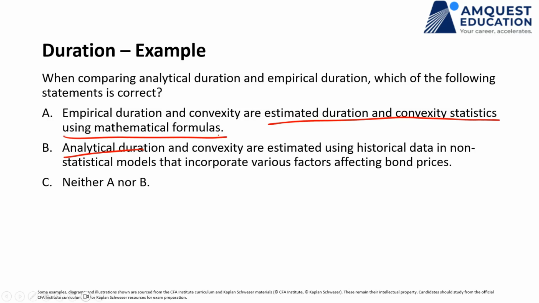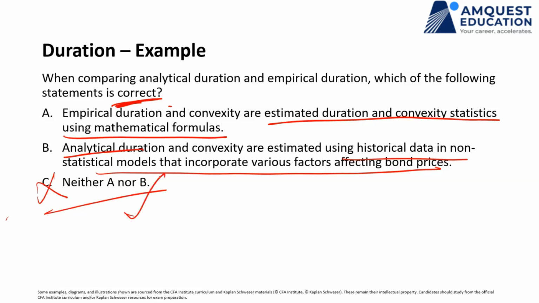So whatever we are doing is analytical, right? The formulas applying V minus, V plus, all of that is analytical. While empirical is estimated using historical data in non-statistical models, right? So empirical is about observing historical relationships. It's not calculating anything. So in this case, because it is asking which of them is correct, neither A nor B. The right answer is C.